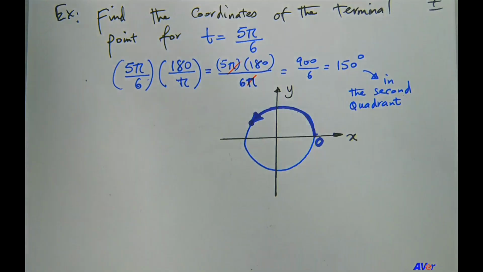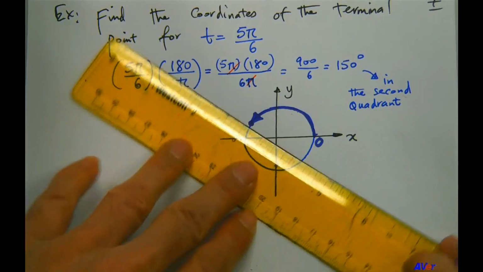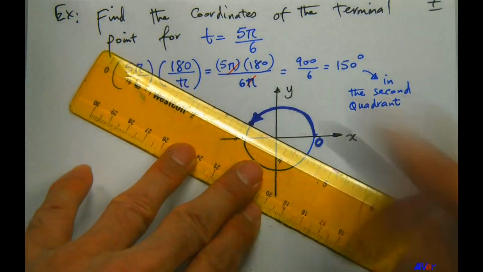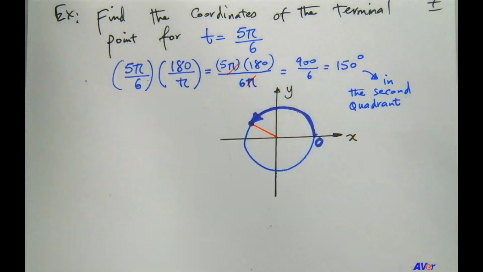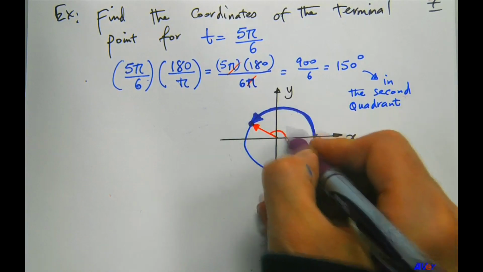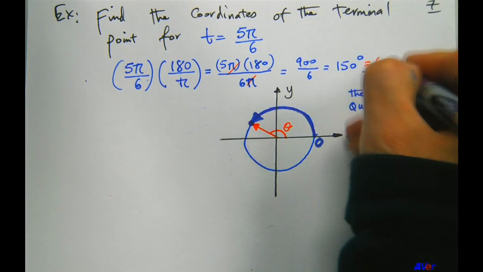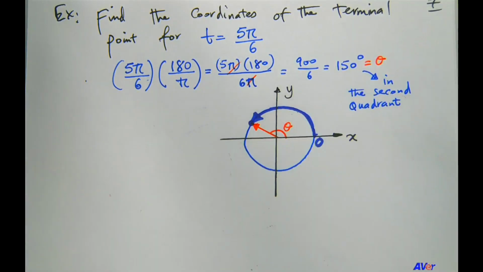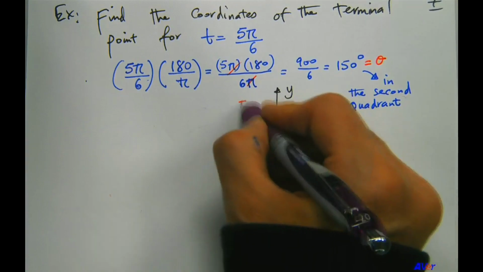And let me draw a line from the origin, the center of the circle, to this terminal point, like that. So this is the angle that was traced. Theta is equal to 150 degrees, right? So the terminal point is in the second quadrant.